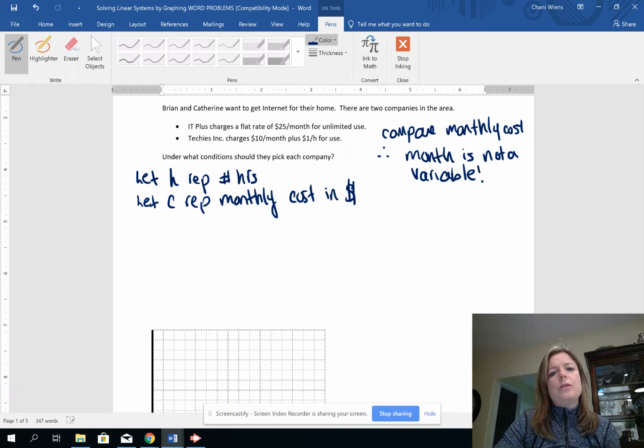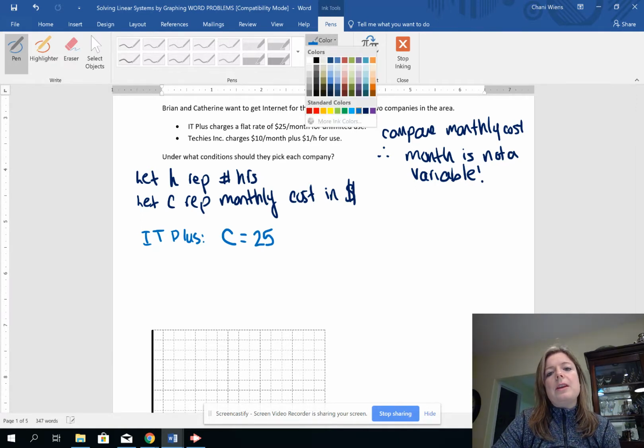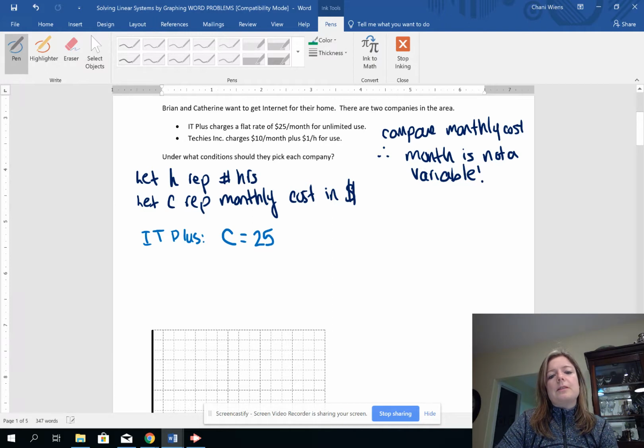Okay, so we have two equations. One of them is IT Plus. Its cost is just $25. There's actually no variable H there because no matter how many hours you spend, it's 25 bucks. So it's just a flat line. Then we have Techies Inc. and their cost is $10 a month. So there's the $10 flat fee for the month and then $1 an hour. You could put a 1 there in front of hours, but you don't need one.